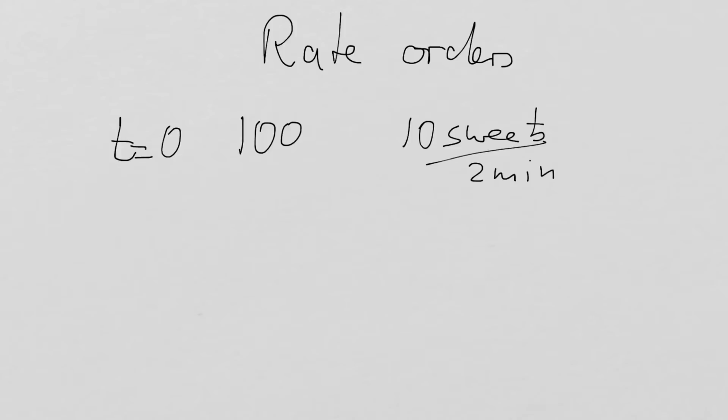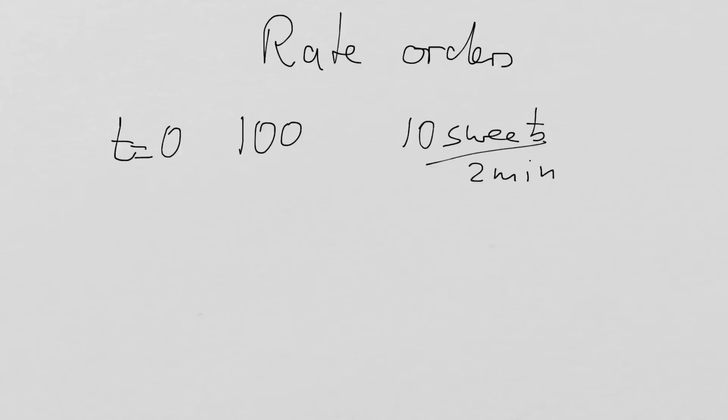Anyone? 60. You said 60? Well done. How did you do that? So divide 8 by 2, 4, so 4 times 10 is 40. You divided 8 by 2. Oh, okay.